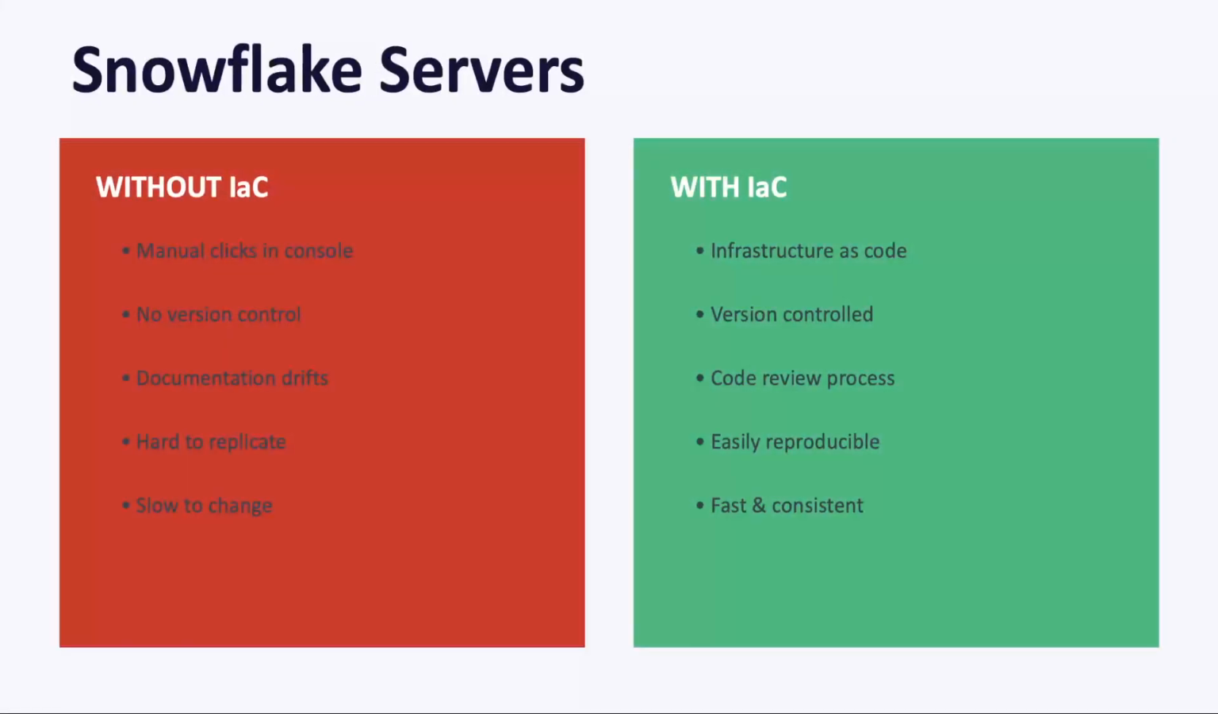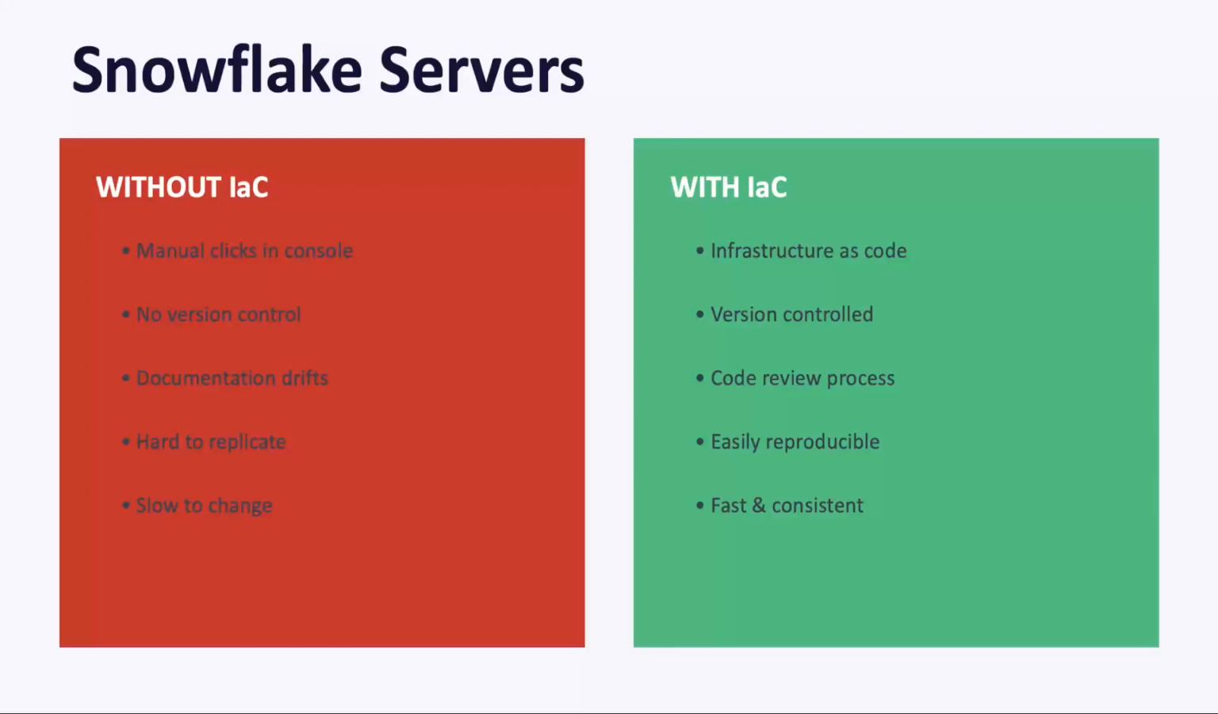Infrastructure as code flips this on its head. Instead of clicking through a console, you write configuration files that describe your infrastructure. Those files live in version control, right alongside your application code. Anyone on the team can read them. Changes get reviewed in pull requests, and you can roll back if anything breaks.